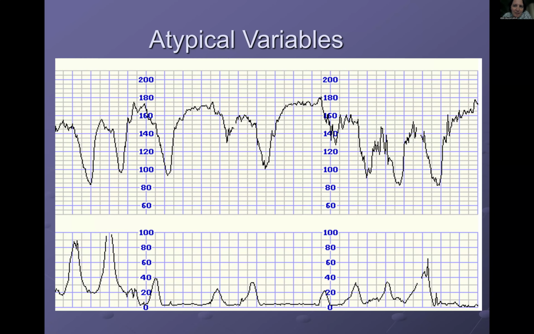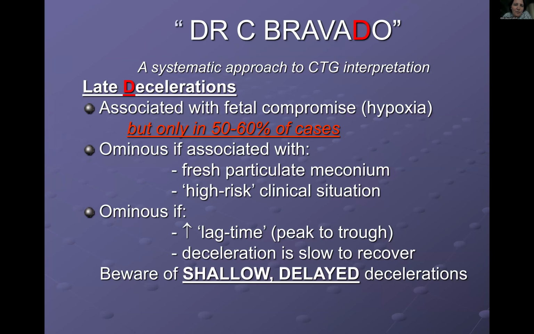So the late decelerations are the ones which are typically associated with fetal compromise, hypoxia. However, now that we've been using CTGs for the past 50 years, we do know that if you see late decelerations, you have to act in some particular way. And of course, if there is meconium, if you're dealing with a high-risk clinical situation, and especially if they're taking long to recover, there's an increased lag time, and these are more ominous.